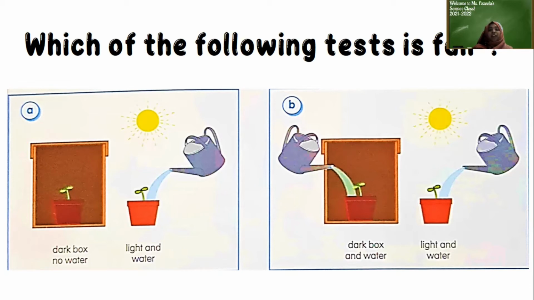So when you say fair test, that means everything should be the same except the one which you are looking for. So here you are looking at what will happen to the plant in the light and dark. So except that, all others should be the same. You should have the same kind of plant, you should have the same soil, the same amount of water. This is a fair test.